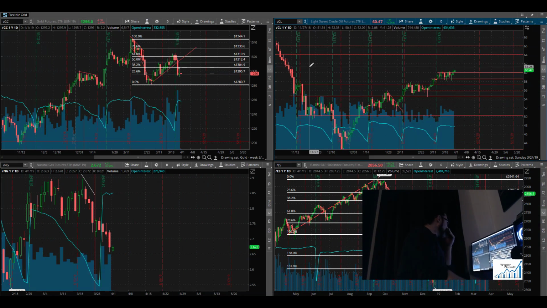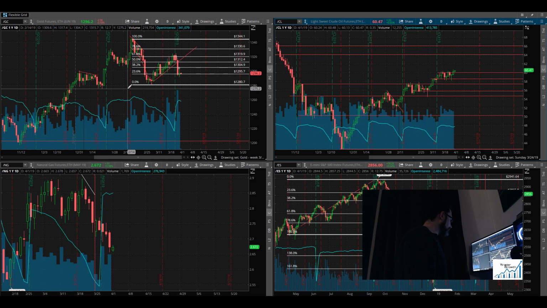Coming over, you can see we have our flexible grid, which is where I basically have my one screen setup where I'm always monitoring 4 futures at one time, the 4 futures that I actively trade. In this case, gold, oil, natural gas, and the ES, which is your S&P 500 E-mini future. Let's go ahead and jump into the gold chart first, see where we're at, and talk about ideas moving forward.